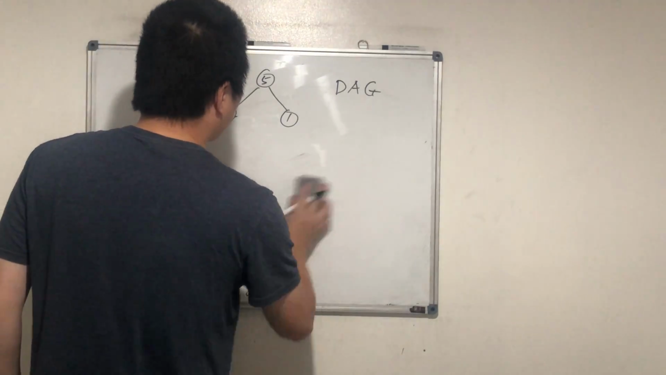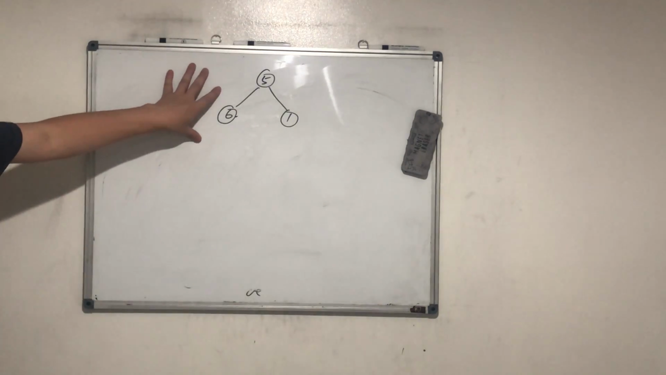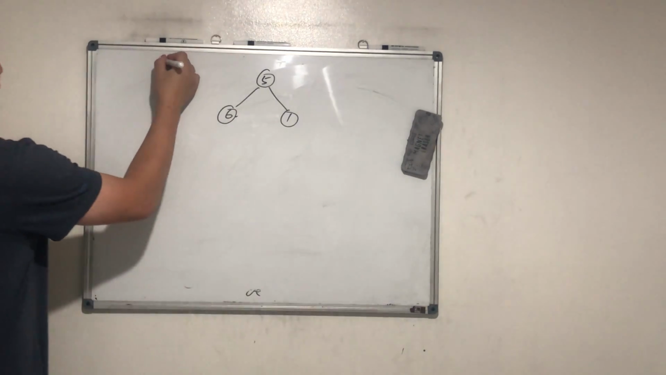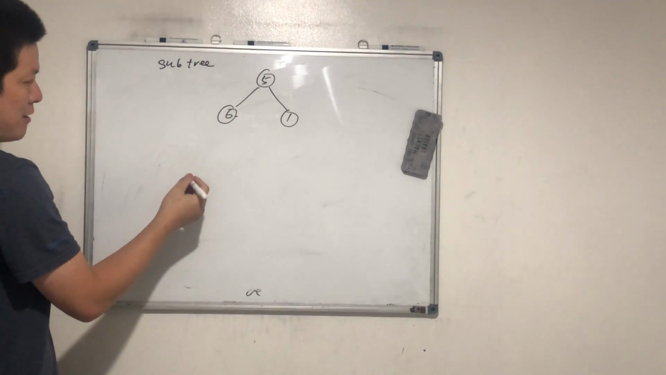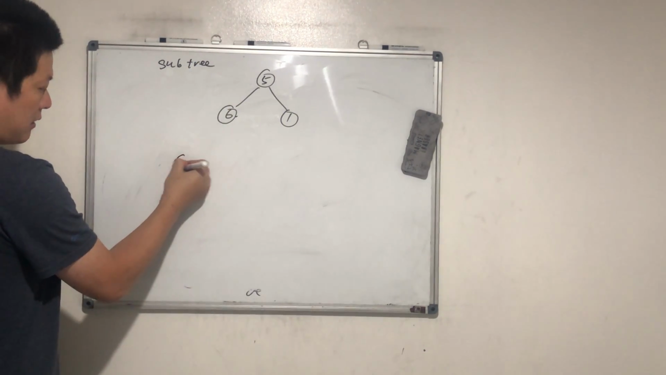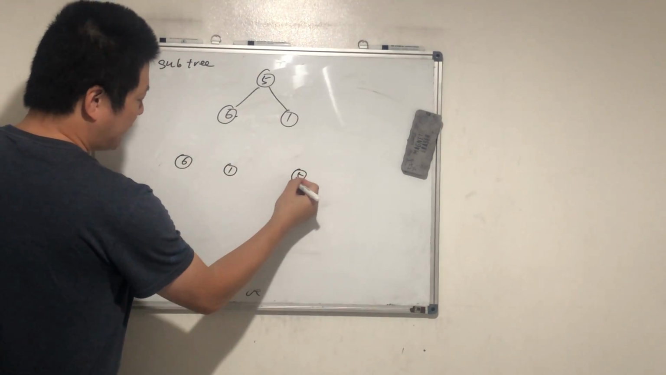So we talk about the binary tree. How many subtrees are there? Which subtree? Oh, there are 3. What are those? 6, 1, 5, 6, 1. Yeah.